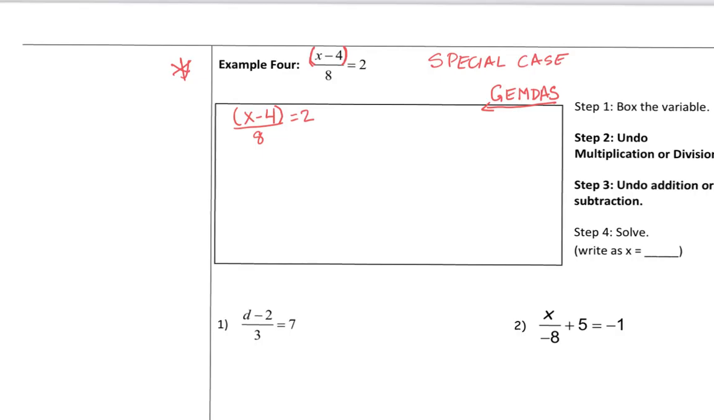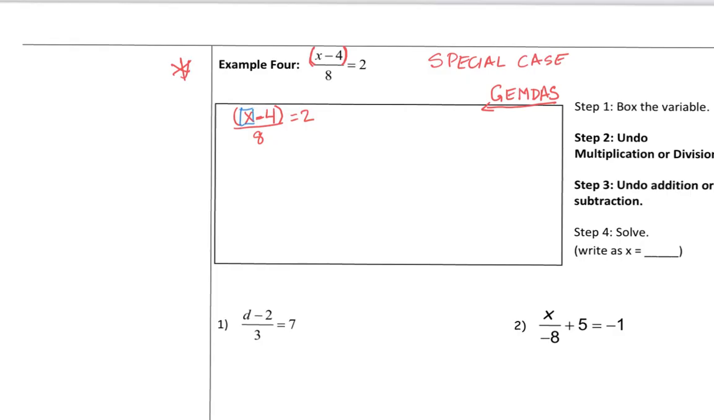So unlike the situation where anything that I was subtracting or adding from the variable was an acquaintance, in this case, it's not an acquaintance. It's actually a bestie because it's contained in the same grouping symbol together. So I will not be getting rid of the subtracting of the 4 first. Instead, I'm going to still box my variable. So there it is.